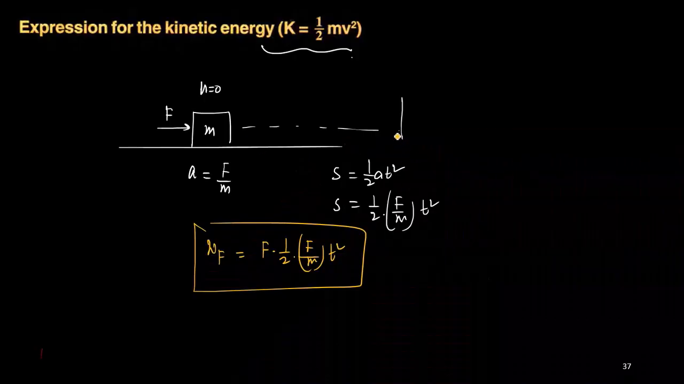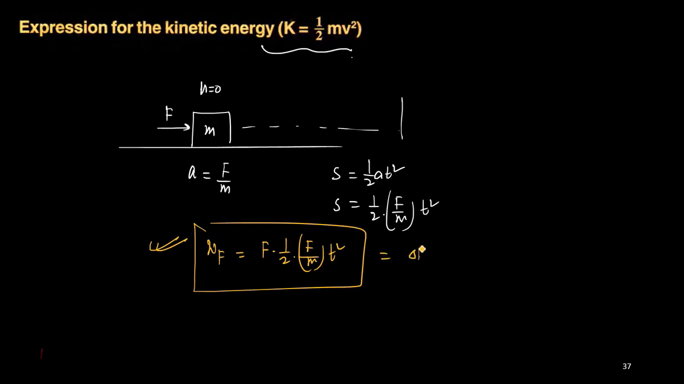If I want to calculate the net work done, that is nothing but the change in kinetic energy, delta T. Initially the kinetic energy is 0, and the final kinetic energy, let us say, is K final. So that is nothing but K final. Now simplifying this number, what I am getting is F square by 2m into T square.